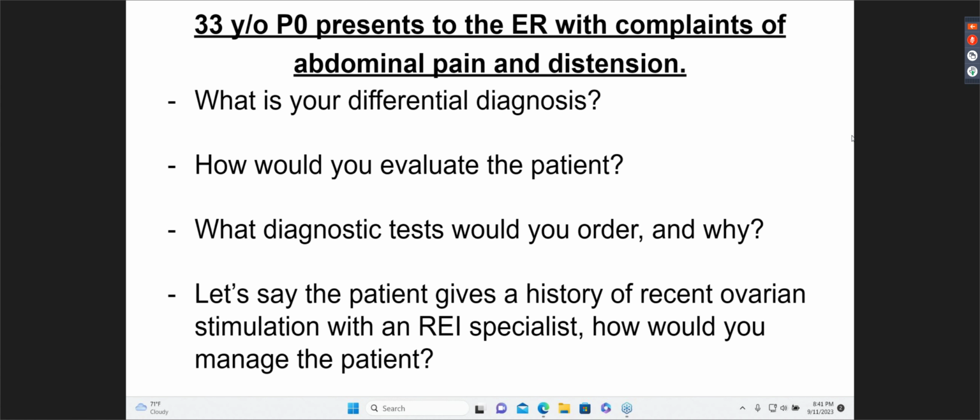I am not sure right now. Let's say she was pregnant. Would you be worried? Yes, if she was pregnant, I'd be worried. I could involve my MFM colleagues. Would they do anything special? I do not think so, but I'm not 100% sure.